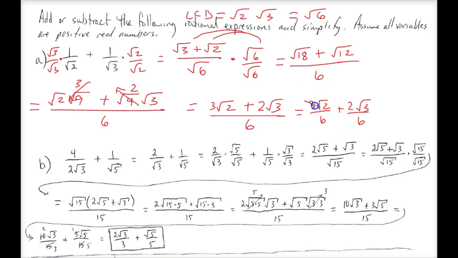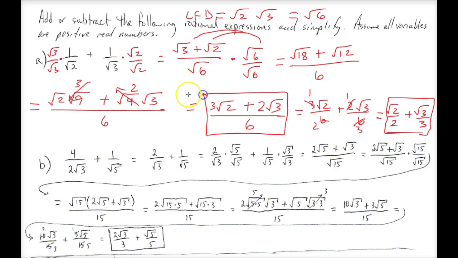And if we did that, then we know that 3 and 6 reduce to 1 over 2, and 2 and 6 reduce to 1 over 3. And so with that, our final answer would end up being square root of 2 over 2 plus square root of 3 over 3. Okay, so this answer here is acceptable. This answer here is acceptable. So however you decide that you want to leave it, both fit all three criteria for a rational expression being simplified to its lowest terms. Okay.